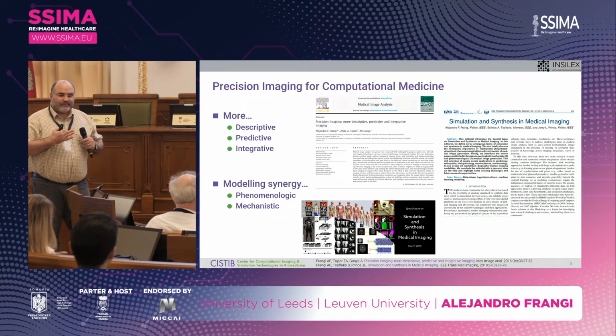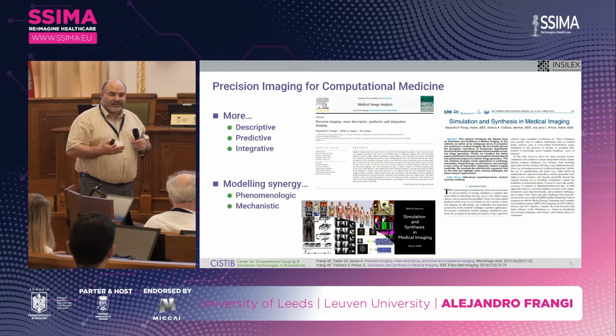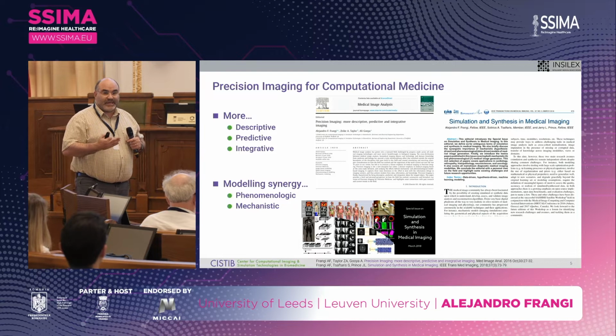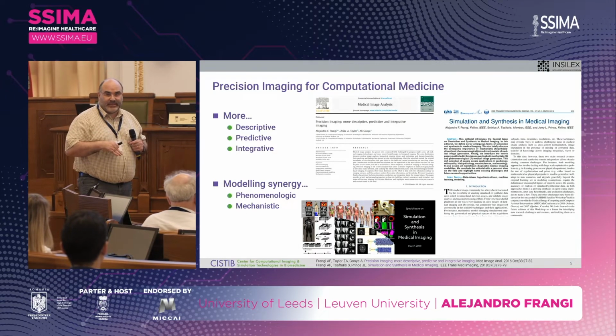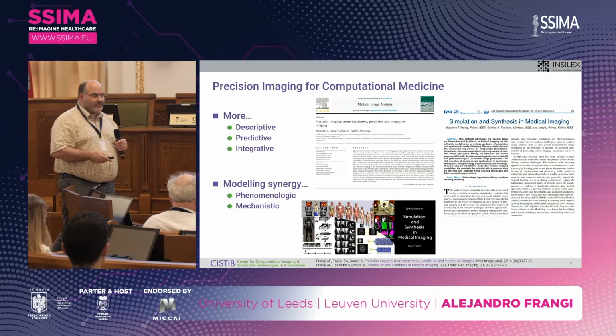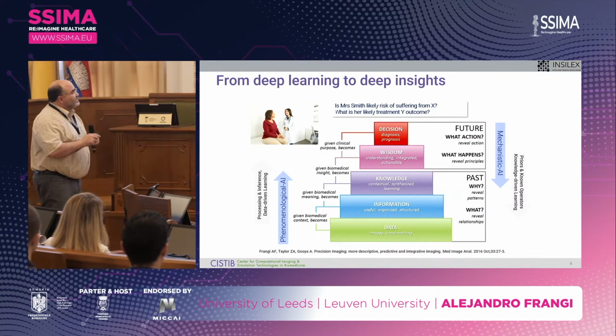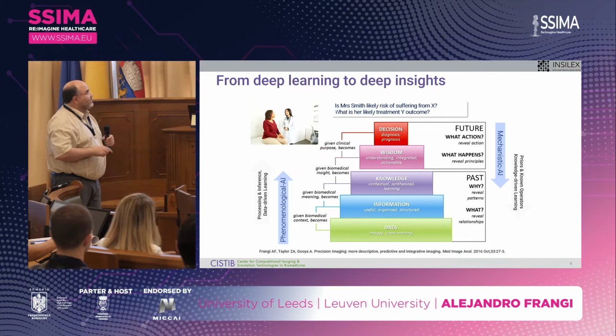But in medicine, there are other families of models which we call mechanistic, where we actually can incorporate the mechanisms that at least we understand about disease or about anatomy and so on. And this is something that is nicely captured in this figure from that paper that I mentioned before.